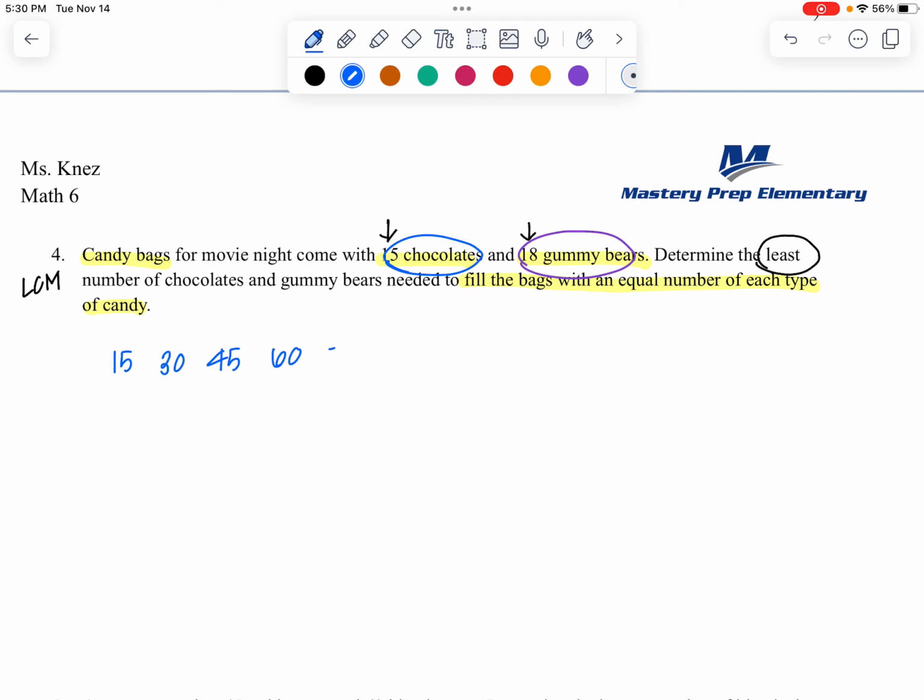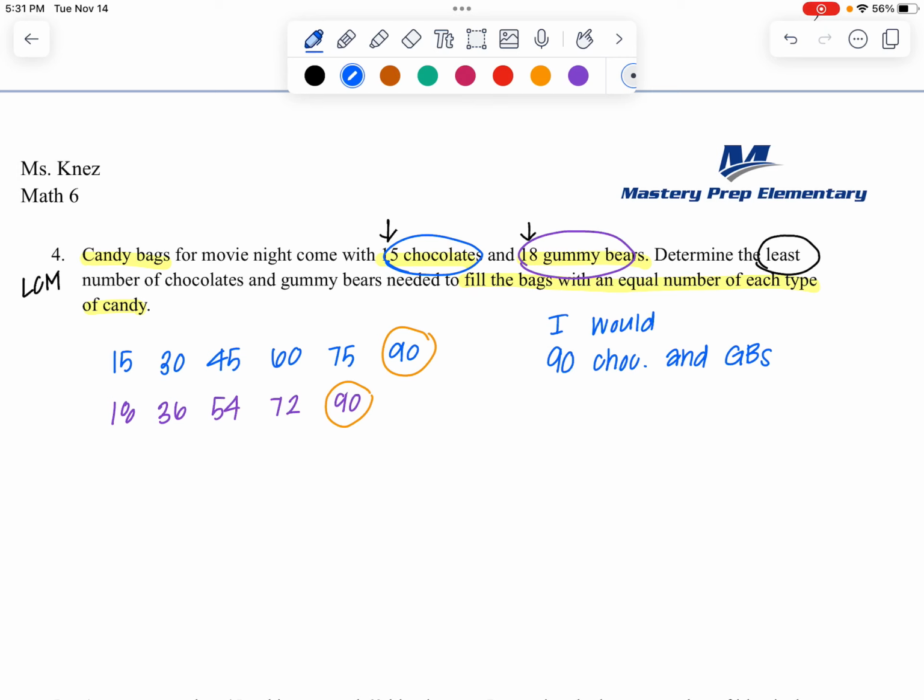find the multiples of each number, and I need to continue finding multiples until I end up with a situation where I've got the same number on both lists. And in this case, that would be 90. So the least number of chocolates and gummy bears that I could have to fill the bags with an equal amount would be 90. So 90 chocolates, and I'm going to write GB for gummy bears. So I would use 90 chocolates and gummy bears.